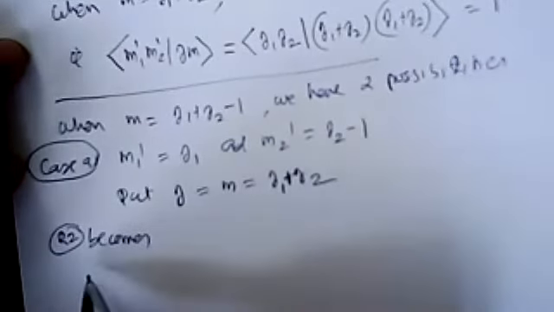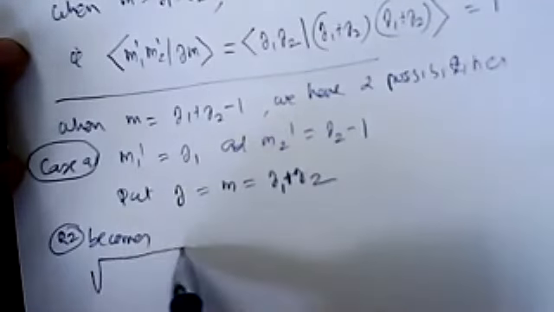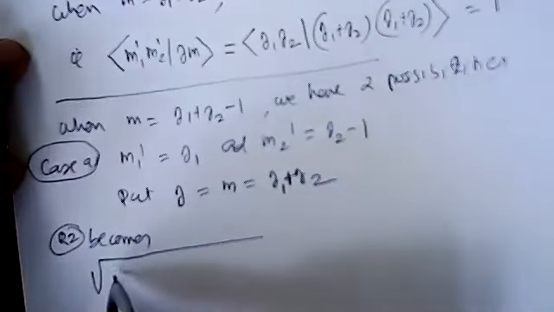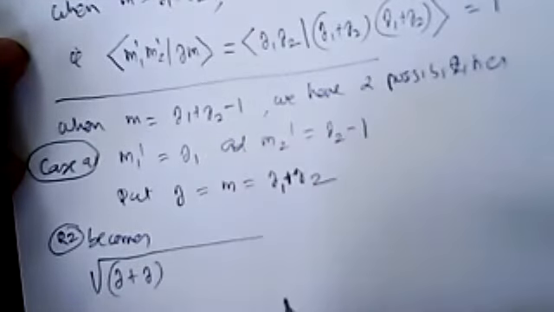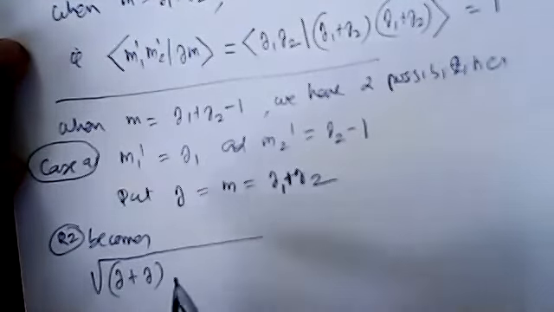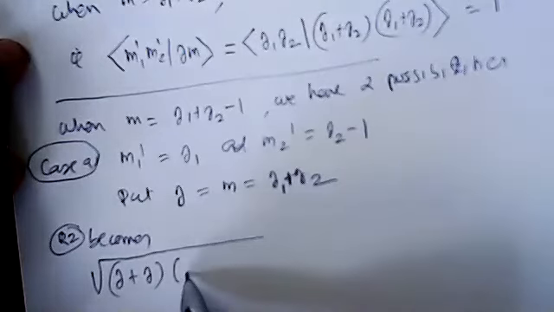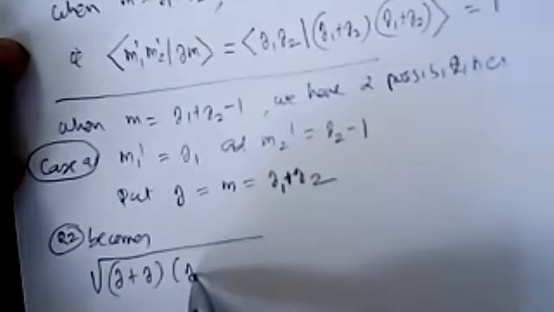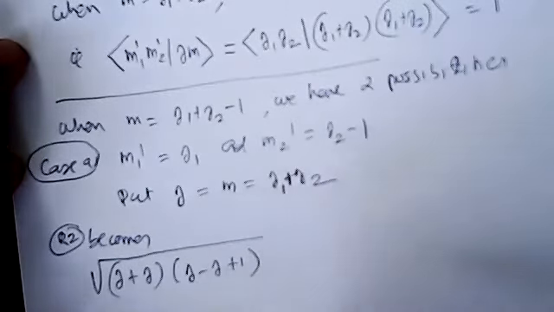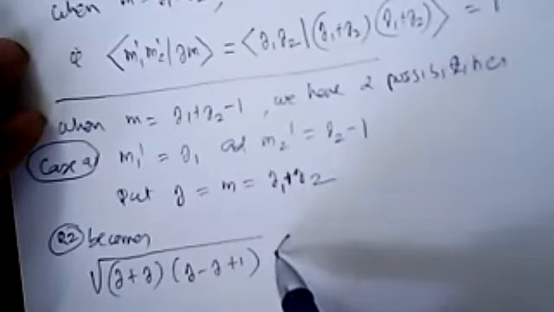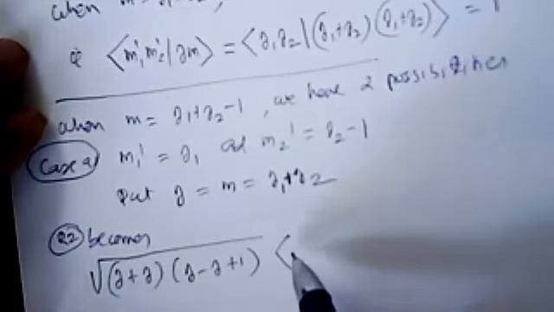So R2 becomes root of j plus m, that is j plus j. Then j minus m plus 1. So j minus j plus 1. So this is 0 plus 1. Then m1 dash, m2 dash.